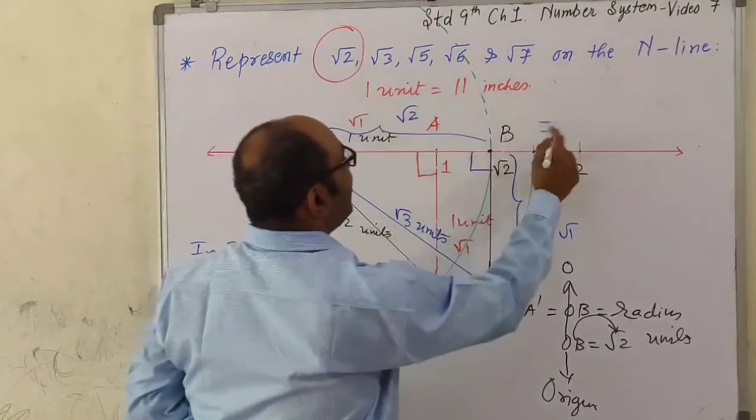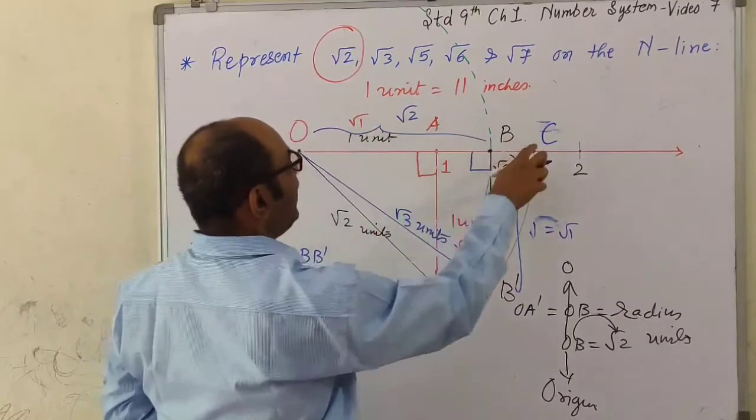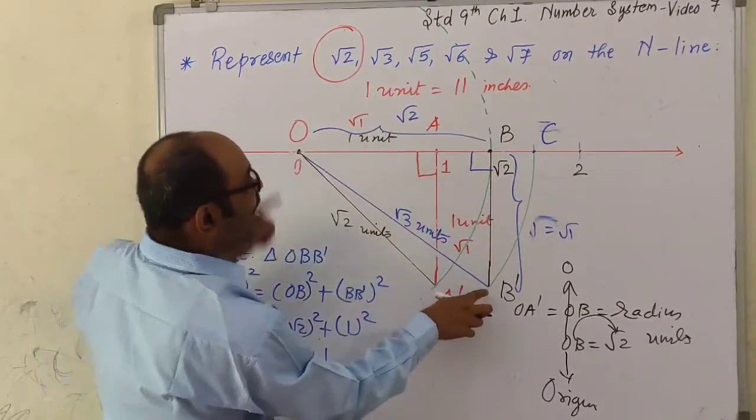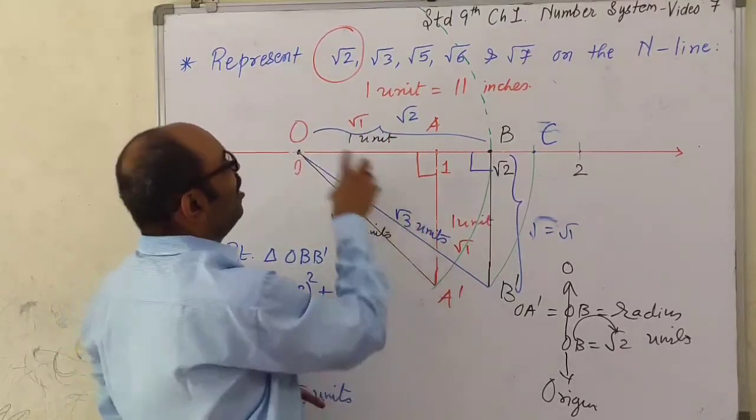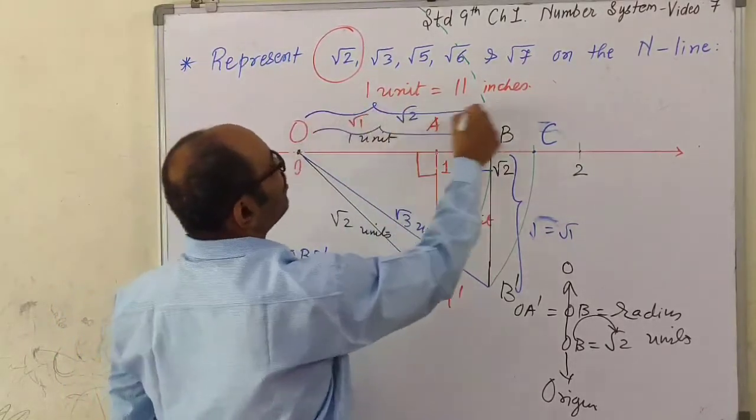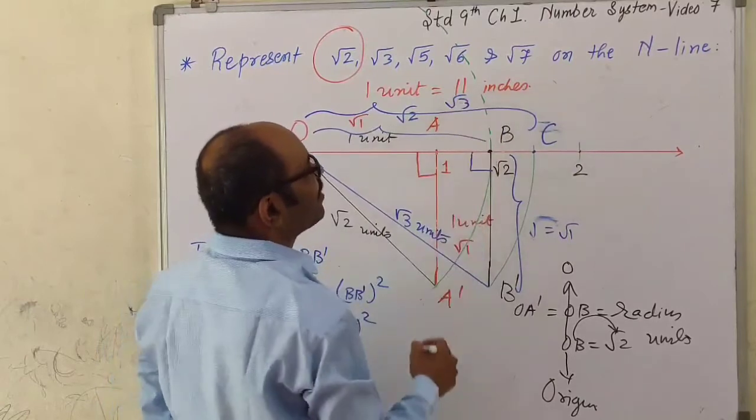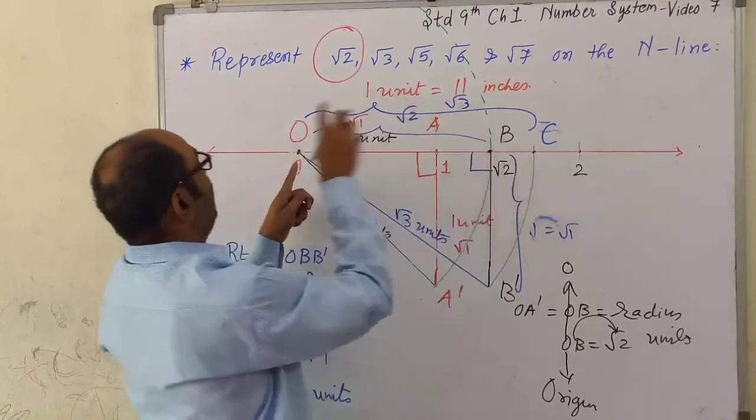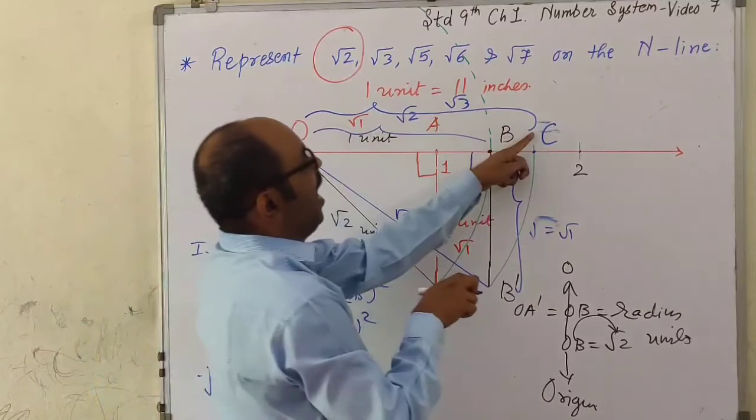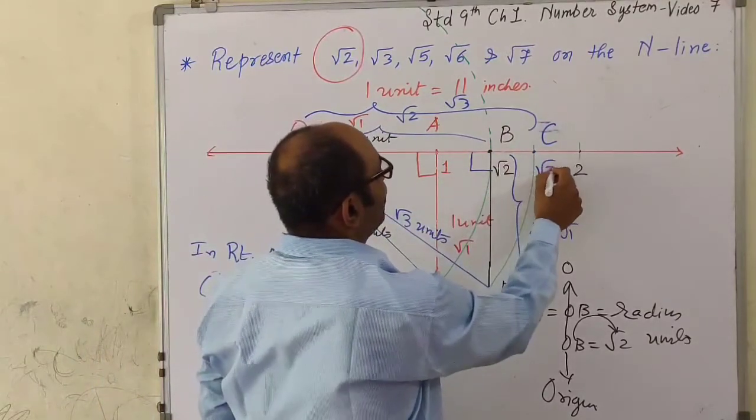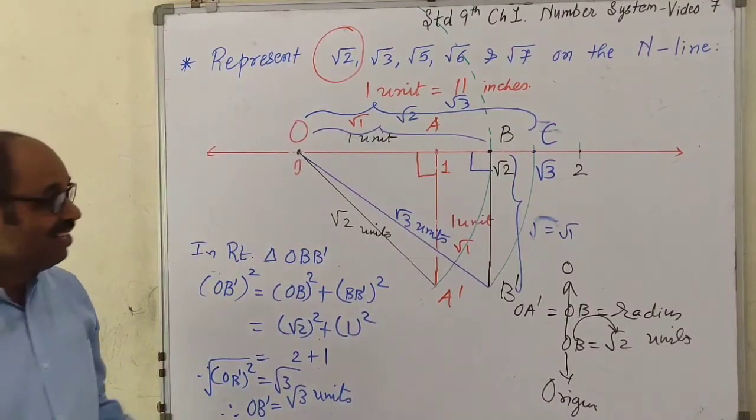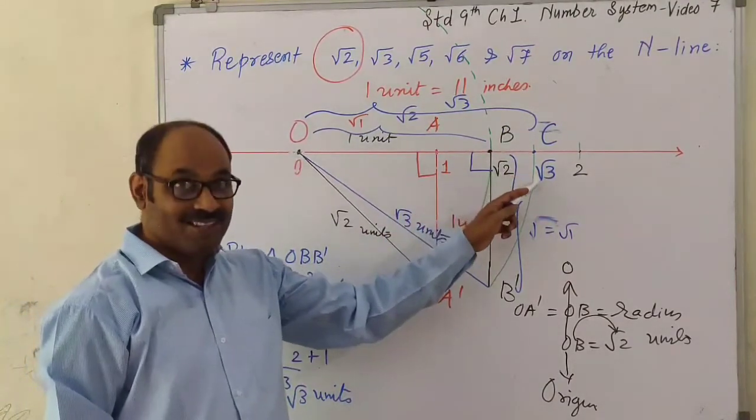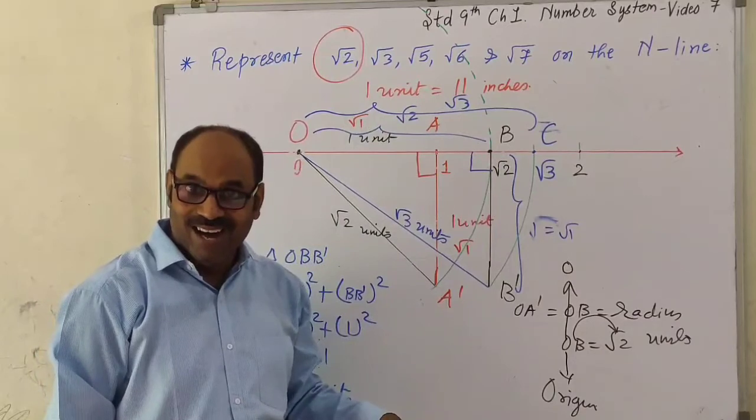Now OC and OB dash are radii of the same circle. Now OB dash is root 3, so OC is also root 3 units. If OC is root 3 where O is origin, then the number corresponding to C has to be root 3. Got it? So you got root 2 and root 3 on the number line.